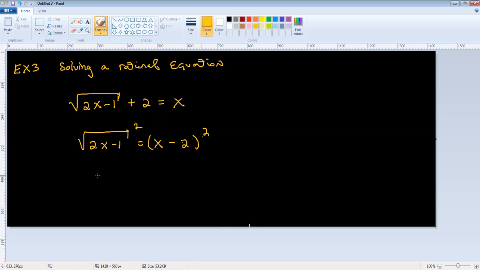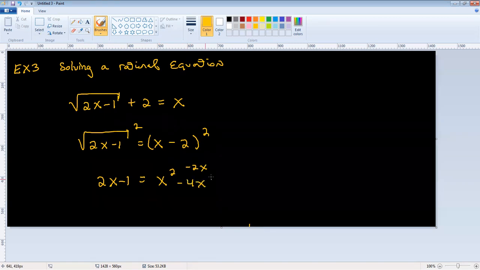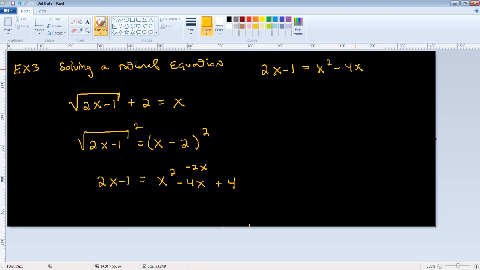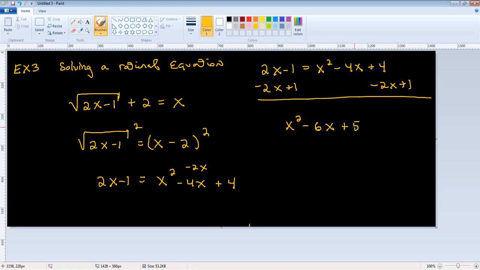Then what you can do is square both sides. The way I do this is it's this one squared, then this one times this one, so negative 2x, but then double it, so negative 4x, and then take the last one and square it. So we have 2x minus 1 equal to x squared minus 4x plus 4. I can move this over, and that means we have x squared minus 6x plus 5 is equal to 0. We can factor this: x minus 5 and x minus 1. So x equals 5 and x equals 1.